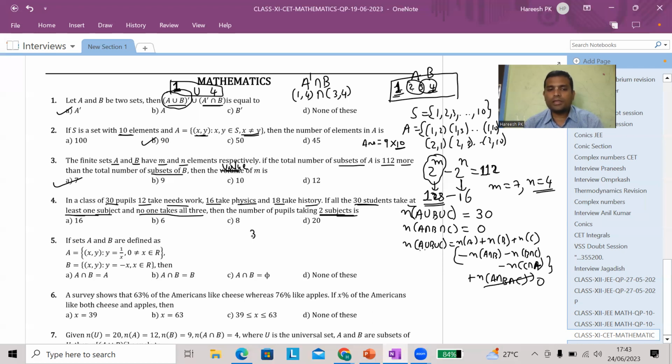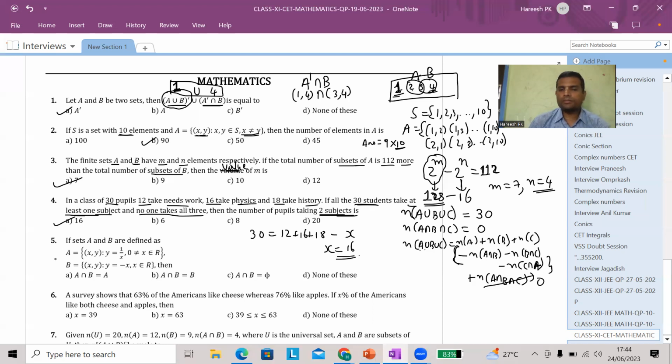So we can write 30 equals 12 plus 16 plus 18 minus x. I will call these 3 terms put together with a minus sign as minus x. So then we end up getting x as 16. So the answer is 16 people take exactly 2 subjects, right? And in this case, it is exactly 2 subjects.